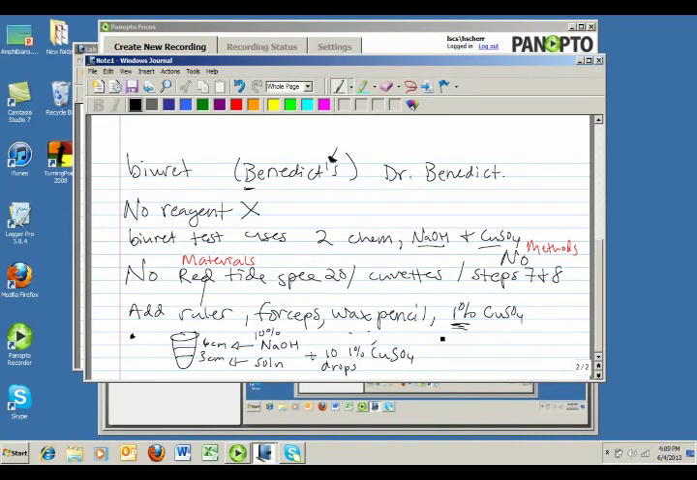10%. So I'd also like you to add 1% copper sulfate. It says copper sulfate, just add the 1%. That's important. Wax pencil to make the marks and label the tubes at the top.